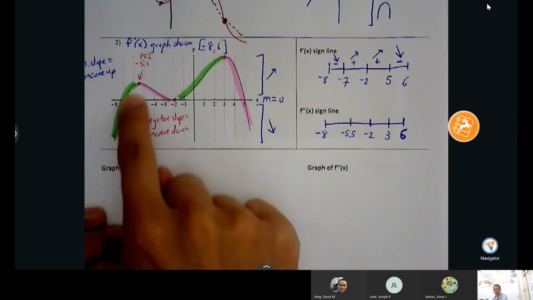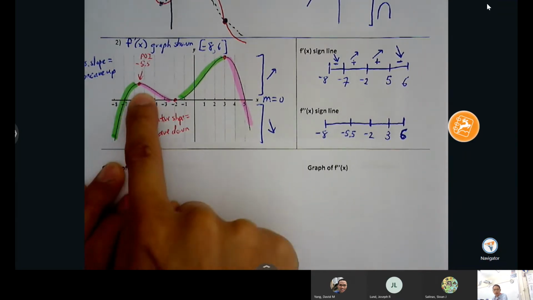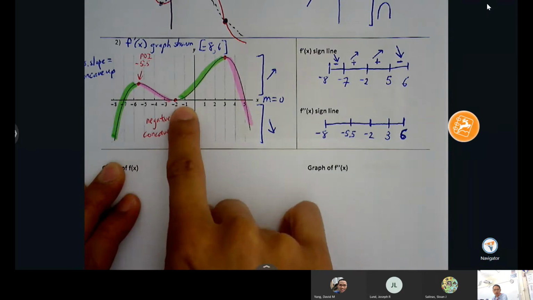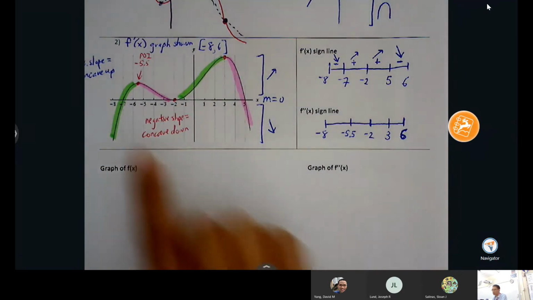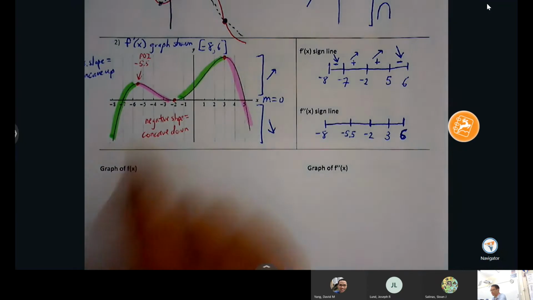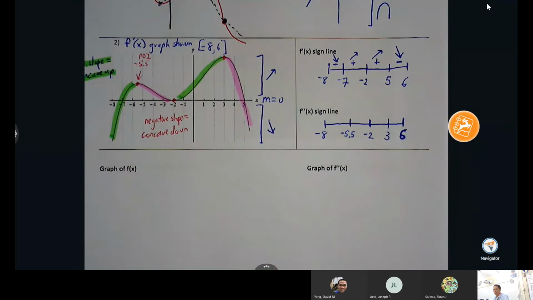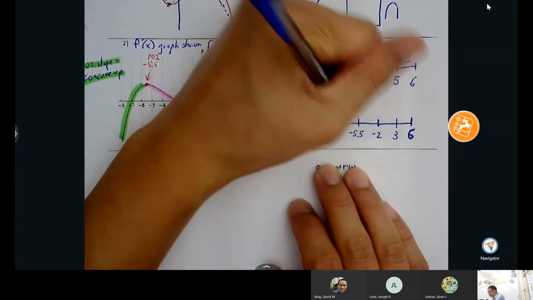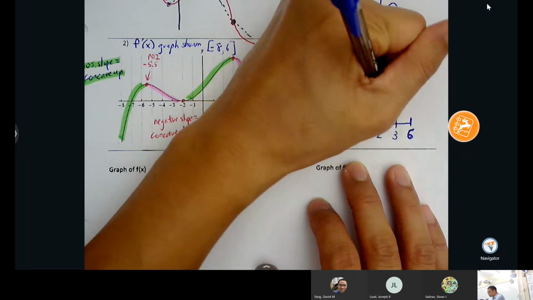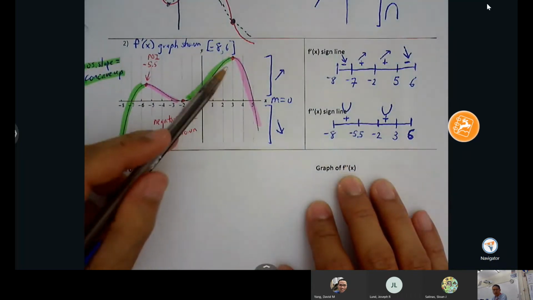So we see that we have positive slope from -8 to -5.5, and again from -2 to 3. So that's going to translate to concave up. Okay. Negative slope, it's going to translate to concave down.